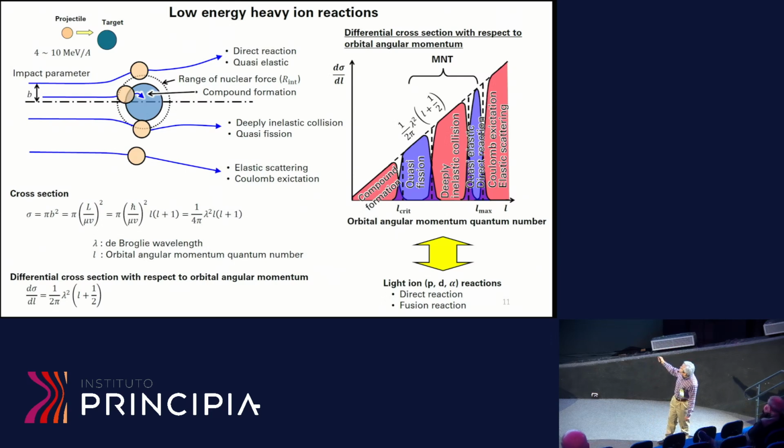So the multi-neutron transfer reactions are located in the reaction regimes ranging from quasi-elastic, deep inelastic collision, and quasi-fission. Such a reaction is characteristic for the heavy ion reactions. They are not seen in the light ion reactions. So such a reaction is not well understood, and the cross section is unknown.